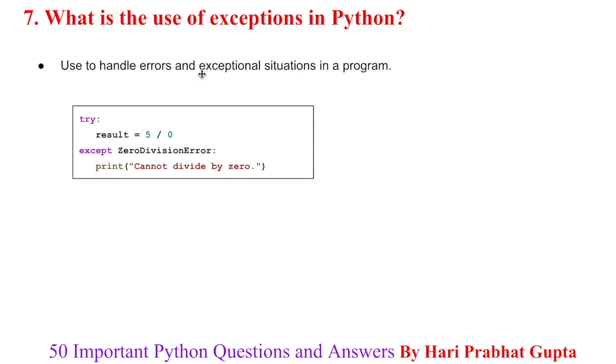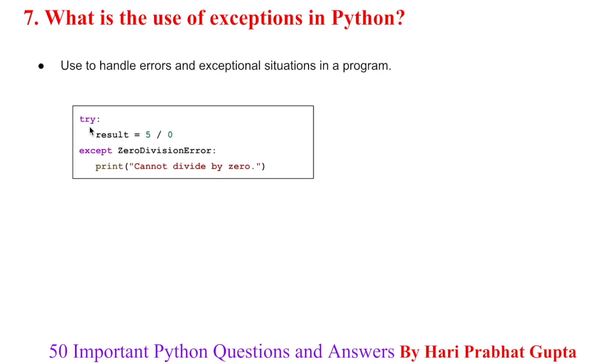So to handle the exception in Python, use the try except block. The try block contains the code that may raise an exception, while the except block contains the code that will execute if the exception occurs. Here, the specific type of exception to catch is given by using the corresponding exception class name in the except block.